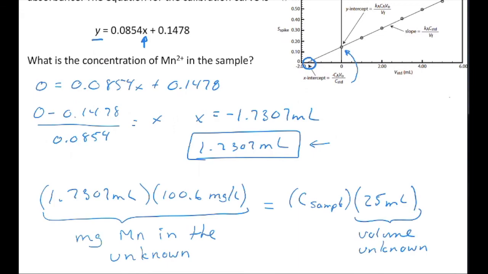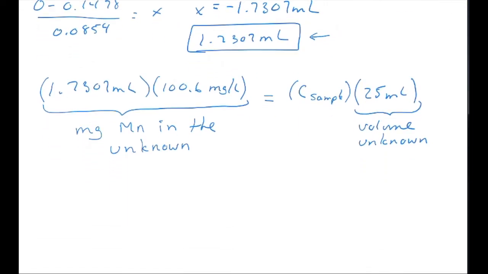And if we solve for the concentration of the sample, that's going to equal 6.96 milligrams per liter. So that would be our final answer. So that's the concentration of manganese in the unknown solution.